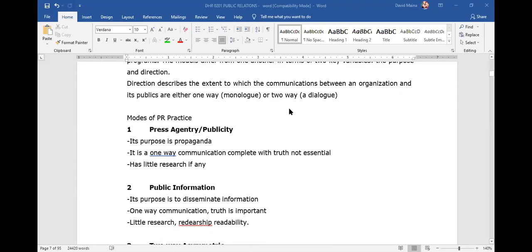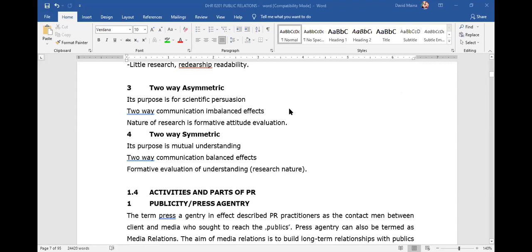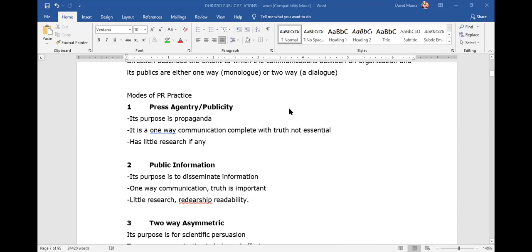So the models of PR are usually four. Number one, we can have what we call press agentry or publicity. This one, most of the time, you can find it in the media. Its purpose is propaganda. What is propaganda? Propaganda is any information that is not true about something.